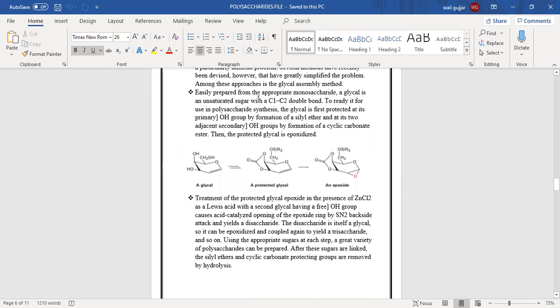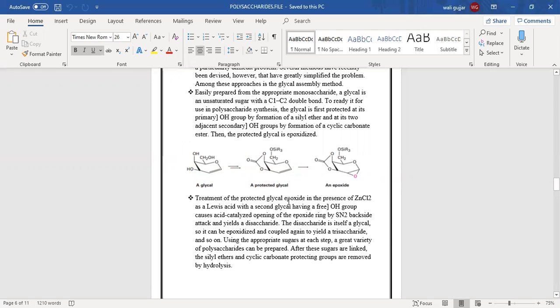A glycal, easily prepared from the appropriate monosaccharide, is an unsaturated sugar with a carbon 1 to carbon 2 double bond. To ready it for use in polysaccharide synthesis, the glycal is first protected at the primary hydroxyl group by the formation of a silyl ether and its two adjacent secondary hydroxyl groups by the formation of a cyclic carbonate ester. Then the protected glycal is epoxidized. This whole process is expressed in this reaction. A glycal is converted to a protected glycal, then an epoxide is formed.